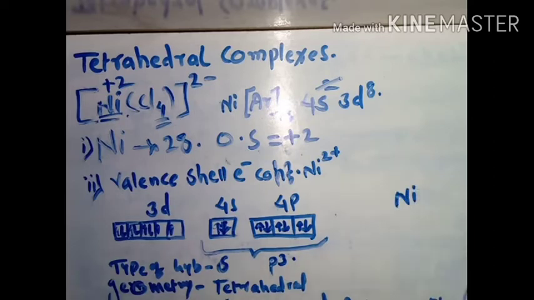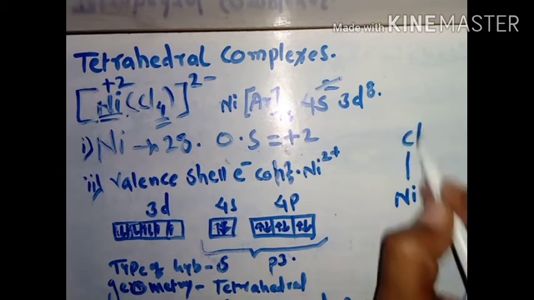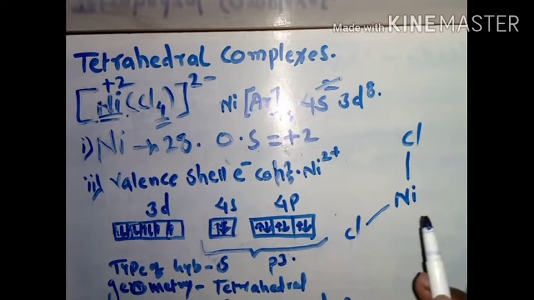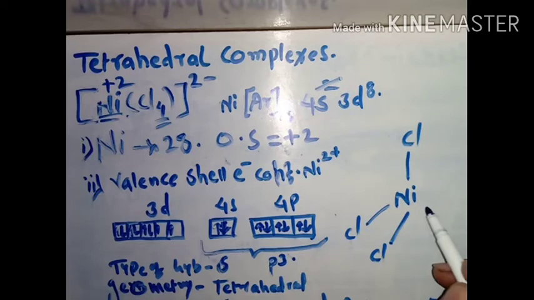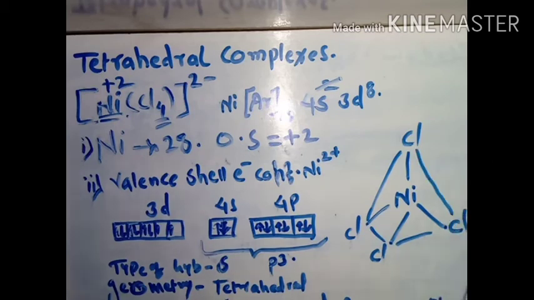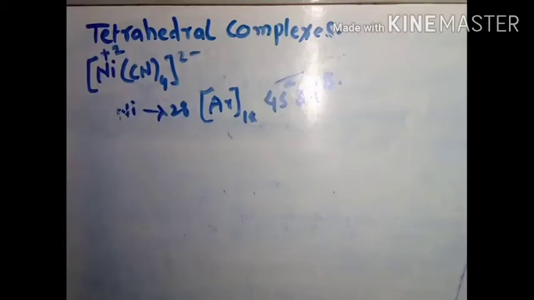So we can draw the geometry here. Nickel in the center. This one is the first chlorine, this one is the second chlorine, this one is the third, and here is the fourth chlorine. So it gives the formation of a tetrahedral geometry like this. Okay, so this is the first example. Now let us solve the example of Ni(CN)4 2-.